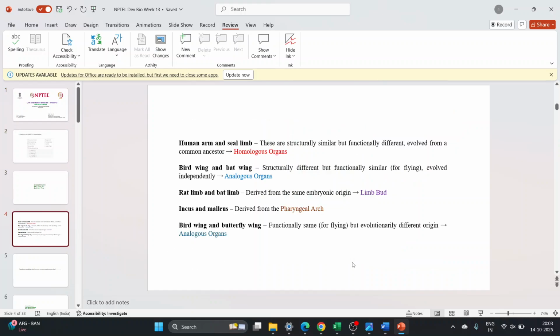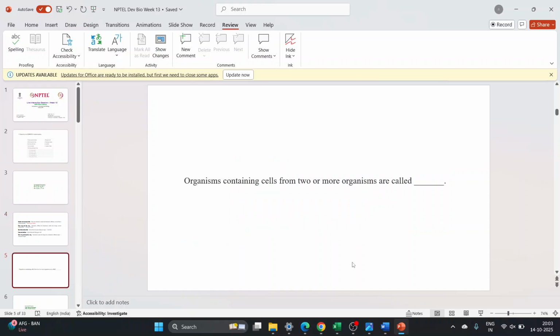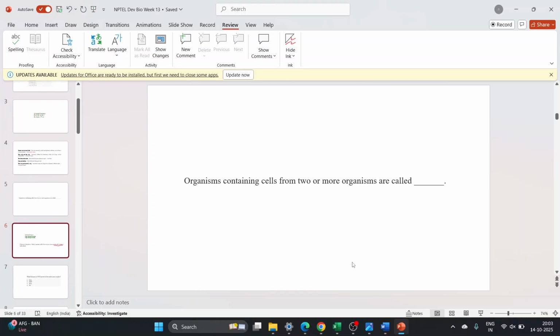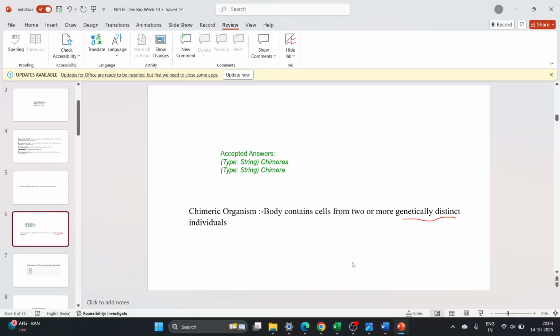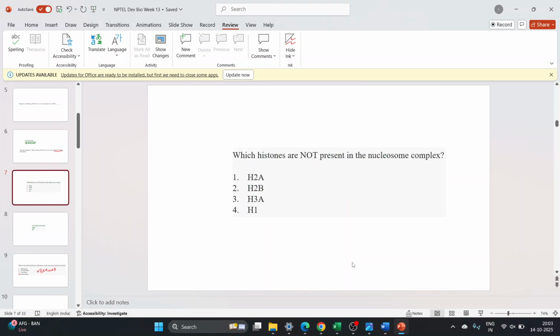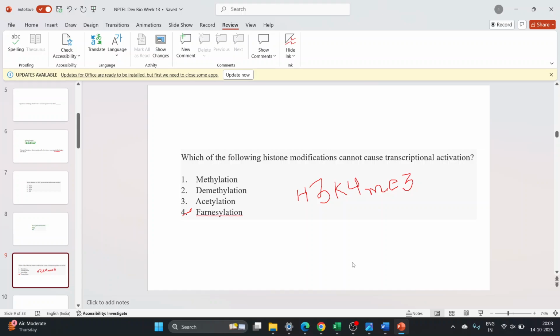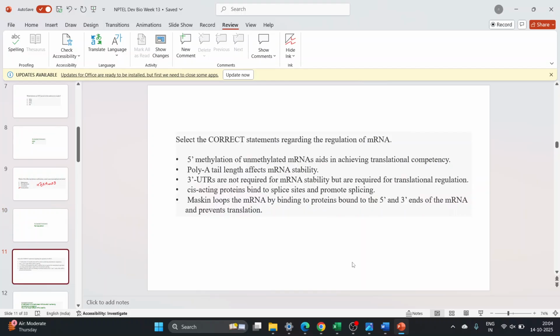This question was clear. This homologous and analogous part was also clear. This chimera and mosaic concept was also clear. Then linker histone, H3 is not a histone molecule. Farnesylation is a lipid modification, so it does not need to be included over here. Then this was the question about the mRNA and the transcription and the post-transcriptional modifications that happen.